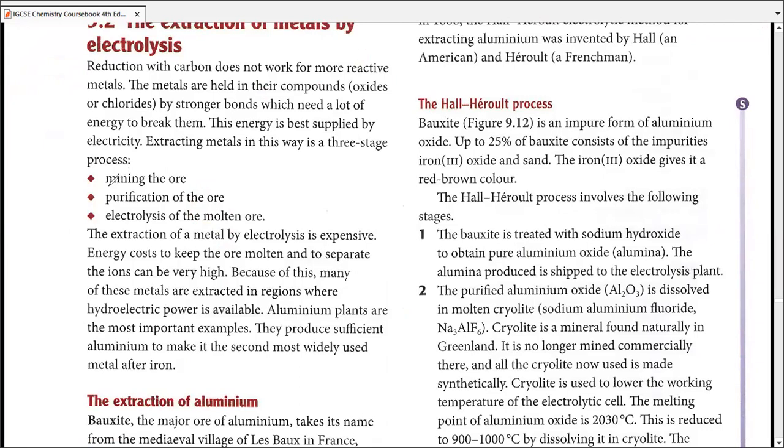three simple steps are we mine the ore from the earth. The ore over here is bauxite. Bauxite is mainly Al2O3, but in the earth's crust, it is present in the form of Al2O3.2H2O. So we mine it, then we purify it, and then we move on to its electrolysis.